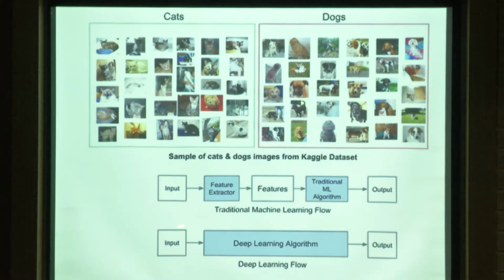So the older one was where you start with input, there is feature extraction, you have these features, and then you apply traditional ML algorithms. This includes SVMs, random forests, and related ones.